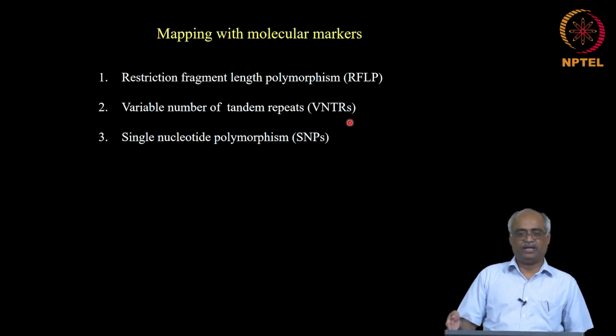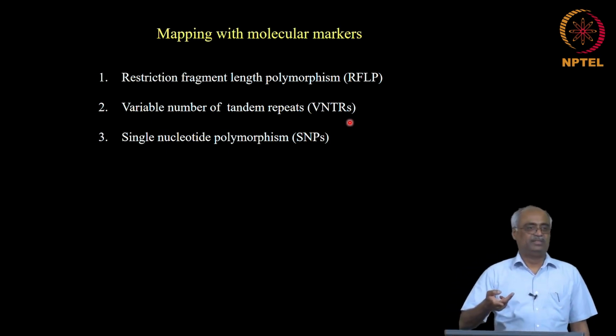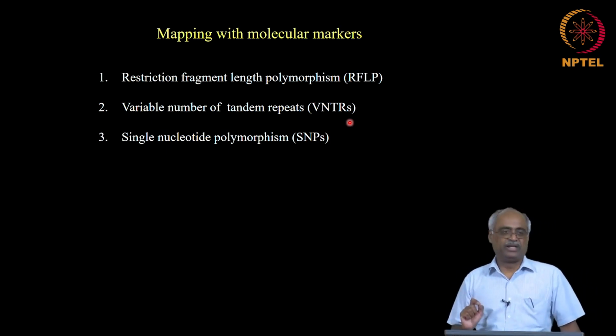Let us say the 134th nucleotide on chromosome 1 is A, and in another organism the 134th base on chromosome 1 from the left end is G. So, these two are SNPs. The variation is in one nucleotide.